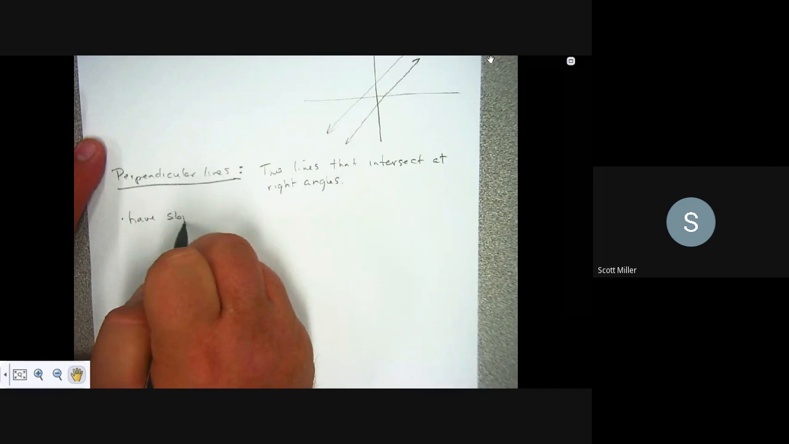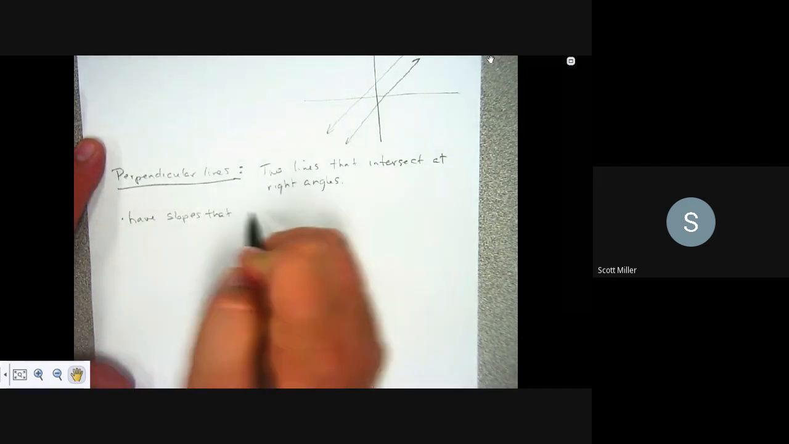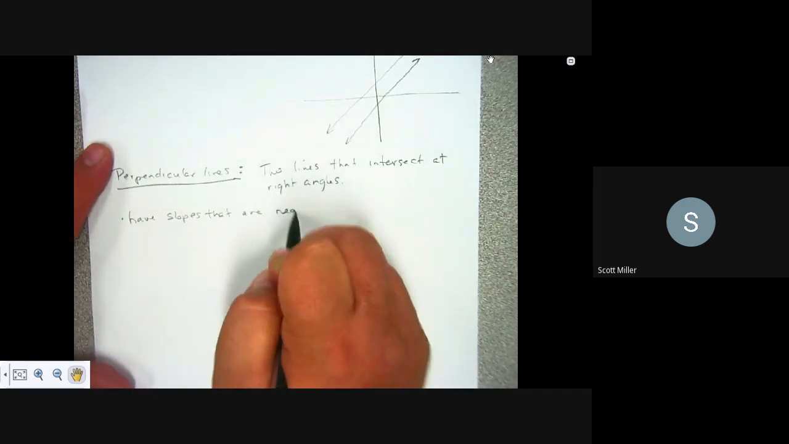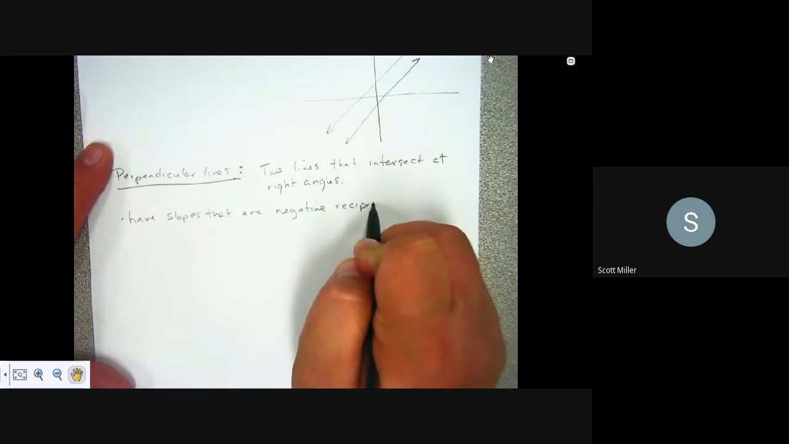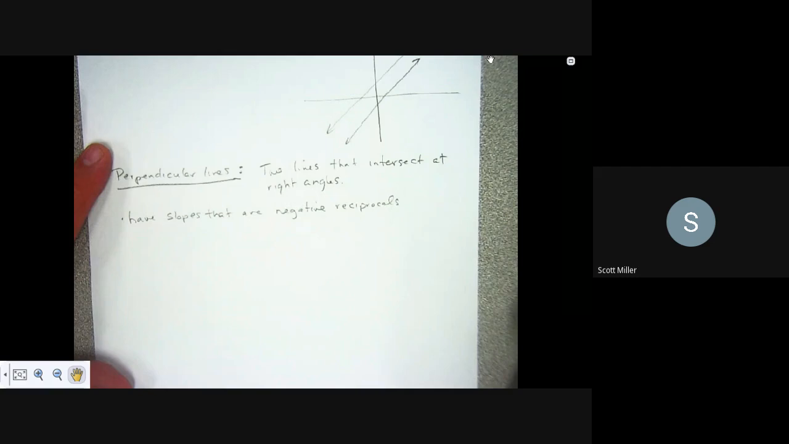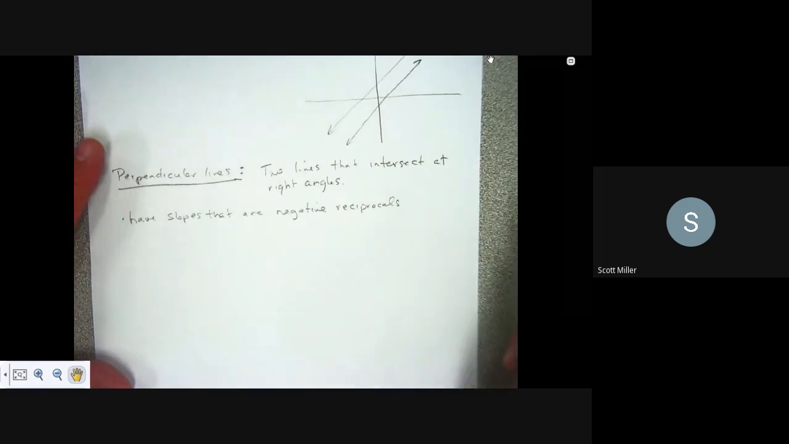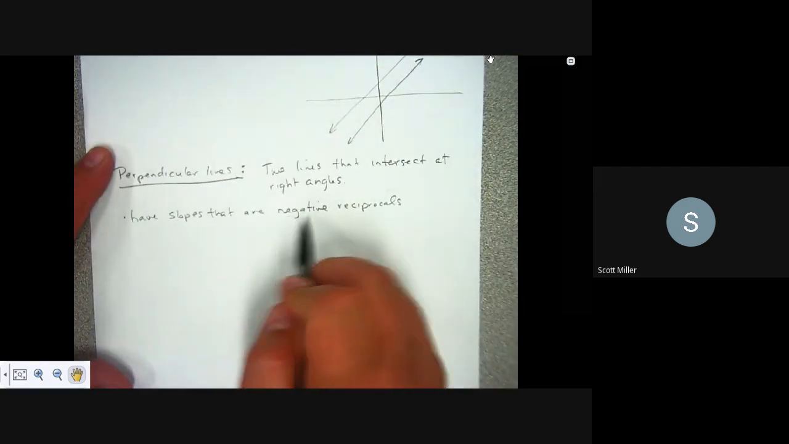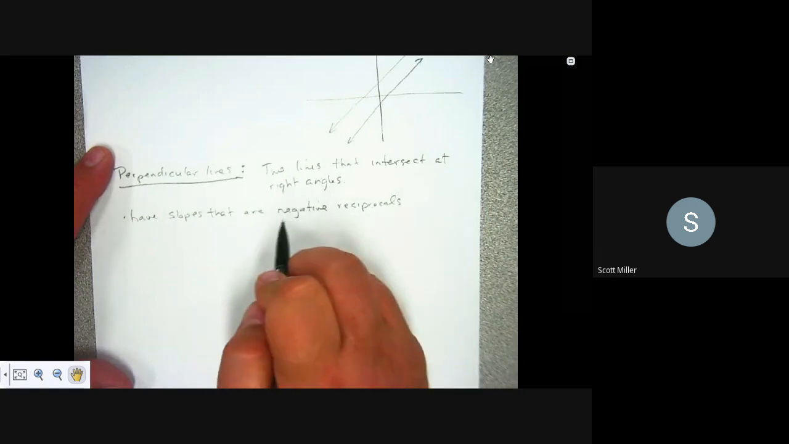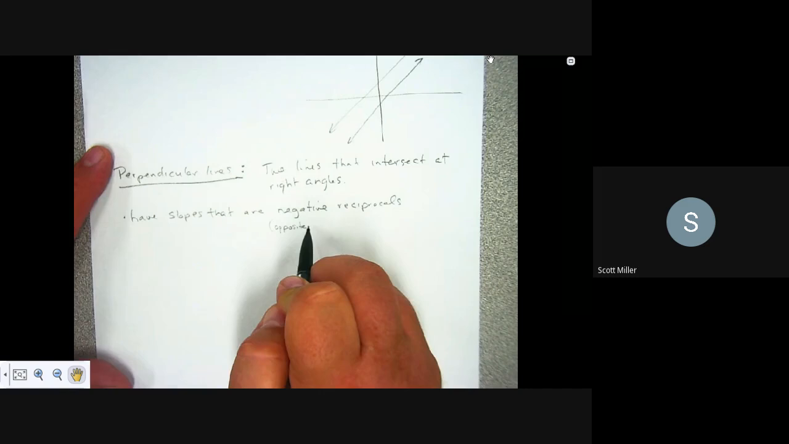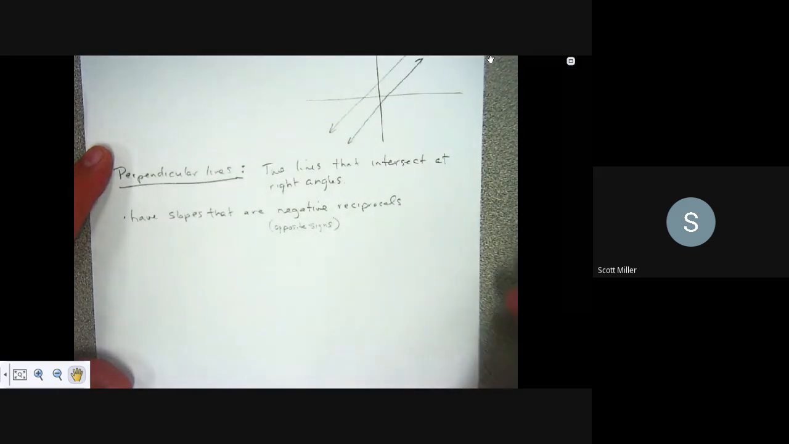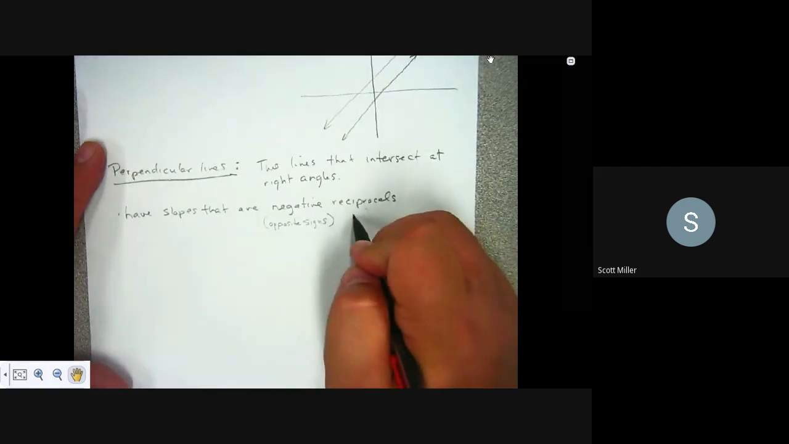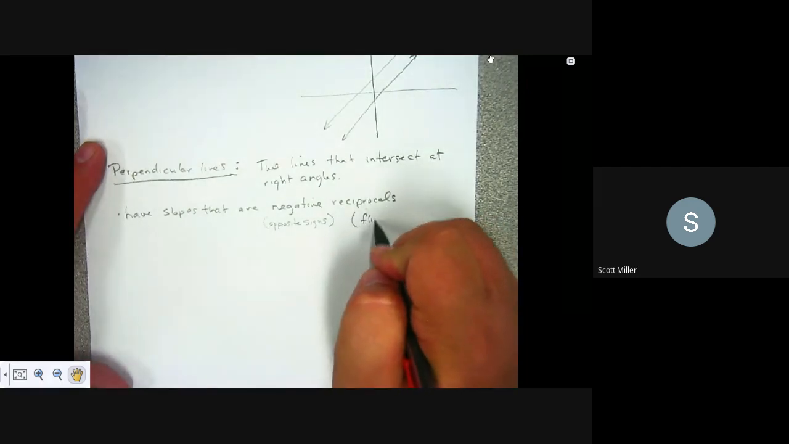have slopes that are negative reciprocals. They are negative reciprocals. What that means is, negative means they're opposite signs. So if you want to write that down, you can write this: opposite signs. That means one will be positive, one will be negative. So reciprocals means flipped.